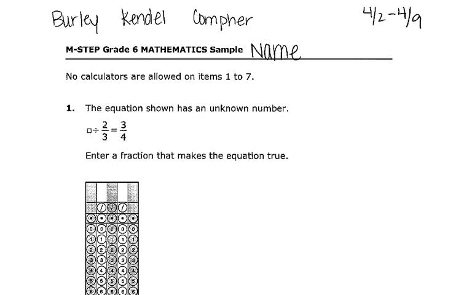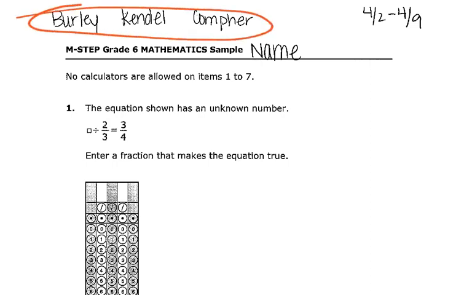Okay. First thing, make sure you circle who do you have: Mr. Burley, Mr. Kendall, or me, Mrs. Comfort. And make sure that your name's on everything. All right. First thing up.